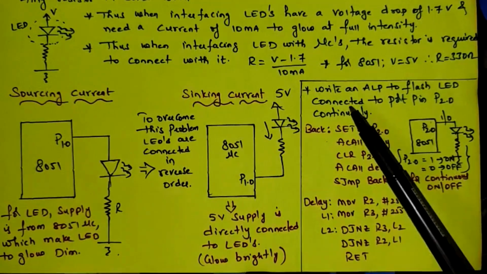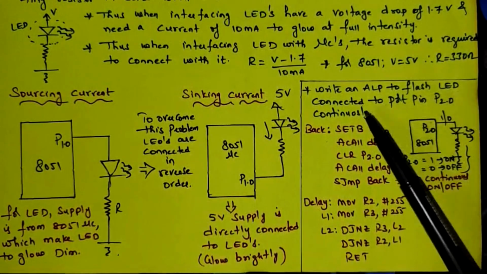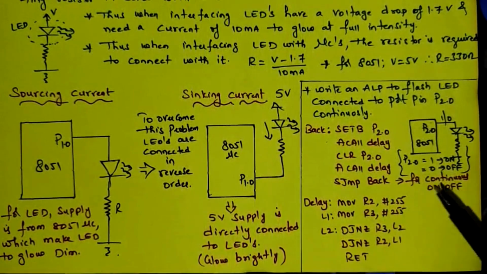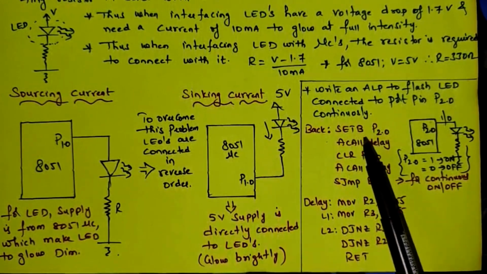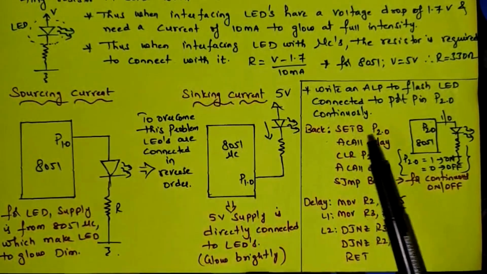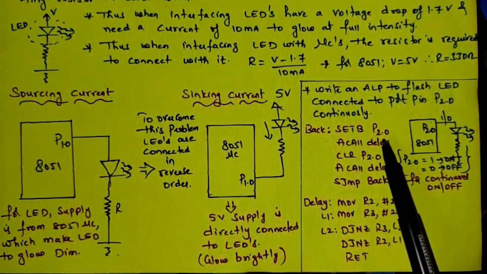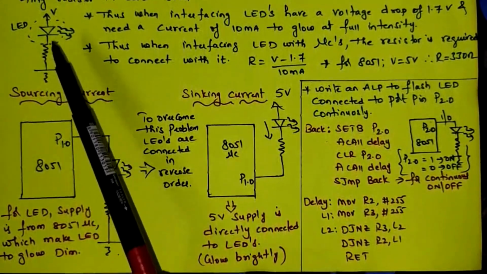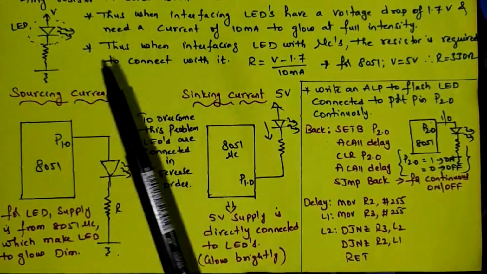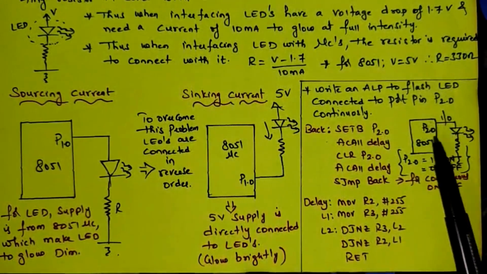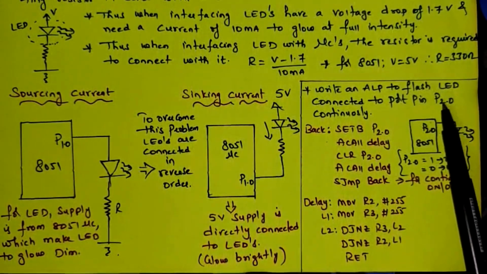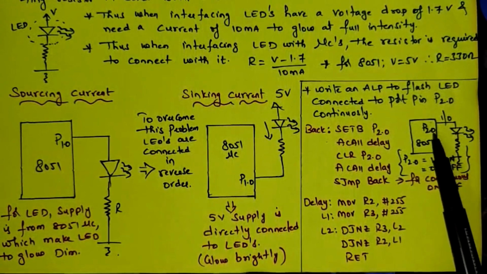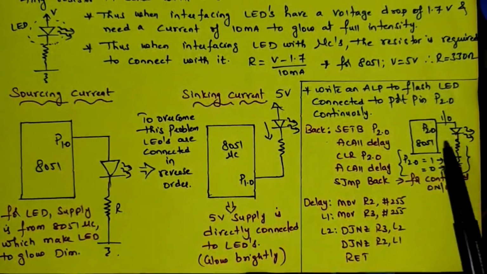Write an ALP to flash an LED connected to port pin P2.0 continuously. It is a very simple program. First of all, SETB means set bit. Generally, this is the diagram, with the LED connected in series. To connect one LED, we require only one port pin. In the question they mentioned to connect the LED to P2.0, so connect this diagram to P2.0. One port pin is enough.